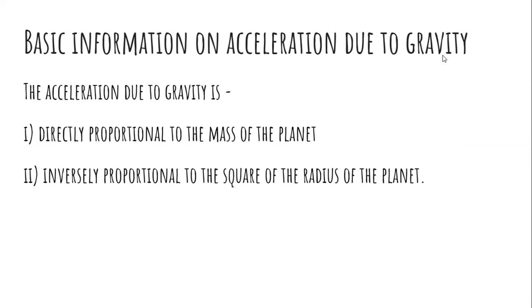So, the basic information on acceleration due to gravity: acceleration due to gravity is directly proportional to the mass of the planet and inversely proportional to the square of the radius of the planet.